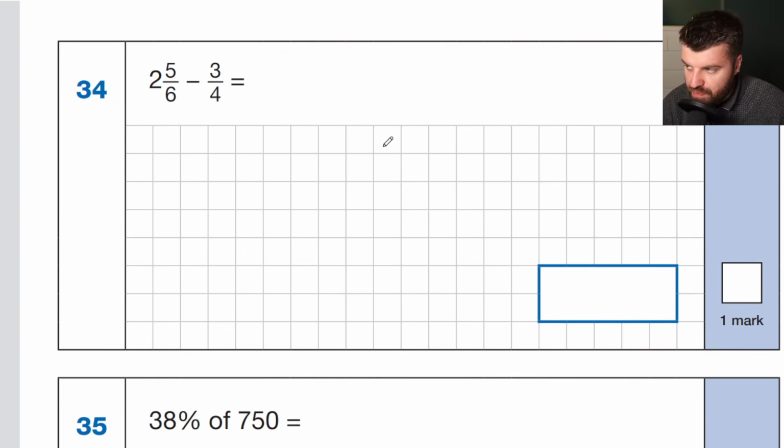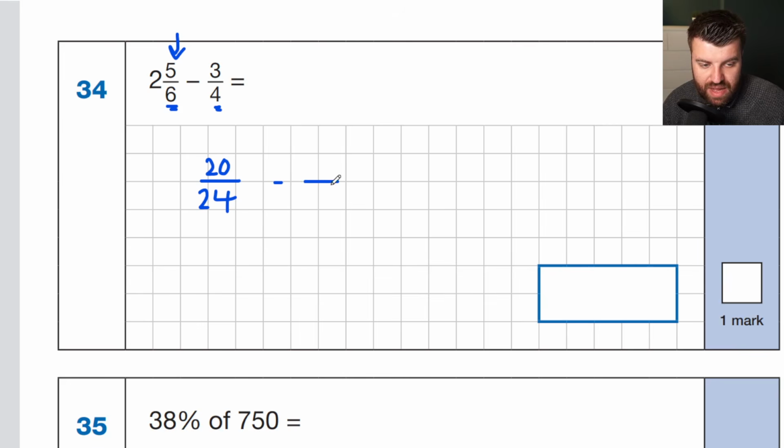Question 34. 2 and 5/6 take away 3/4. Again, make the denominators the same. So what number can you think of that's in the 6 times table and the 4 times table? If you're struggling to think of a number, just multiply them together. It will always work. So 24 works. So 6 times 4 is 24. Do the same to the 5. That would give us 20 over 24. And then here we have 3/4.